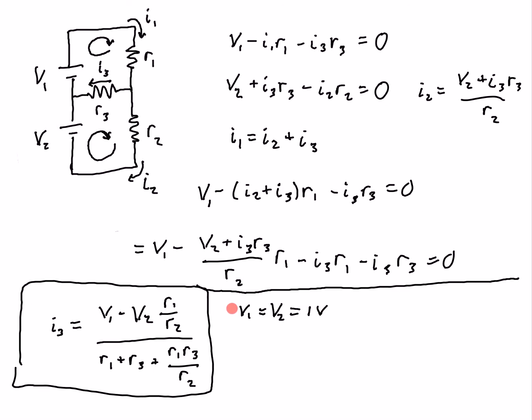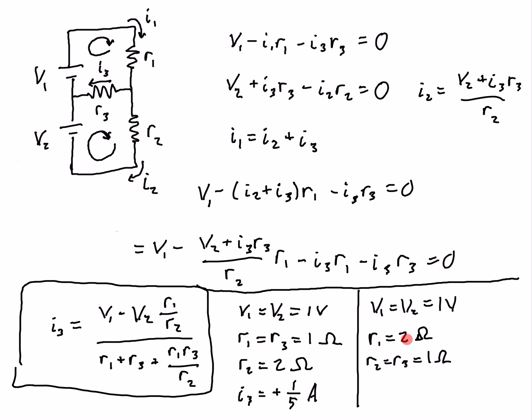Let's let V1 and V2 be equal at 1 volt, so both batteries are 1 volt. Let's let R1 and R3 both be 1 ohm. But then let's let R2 be a little more, 2 ohms. We then get that I3 is 1/5 of an amp, so current is flowing to the left a little bit. But now let's consider another case.